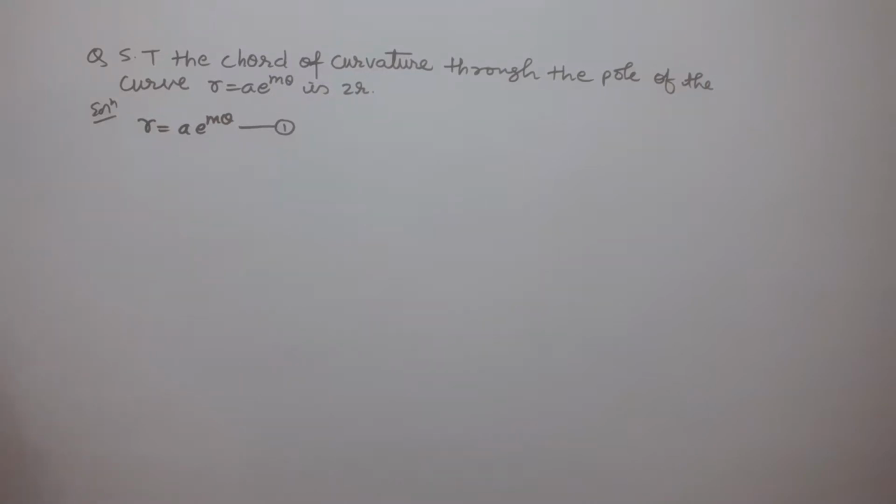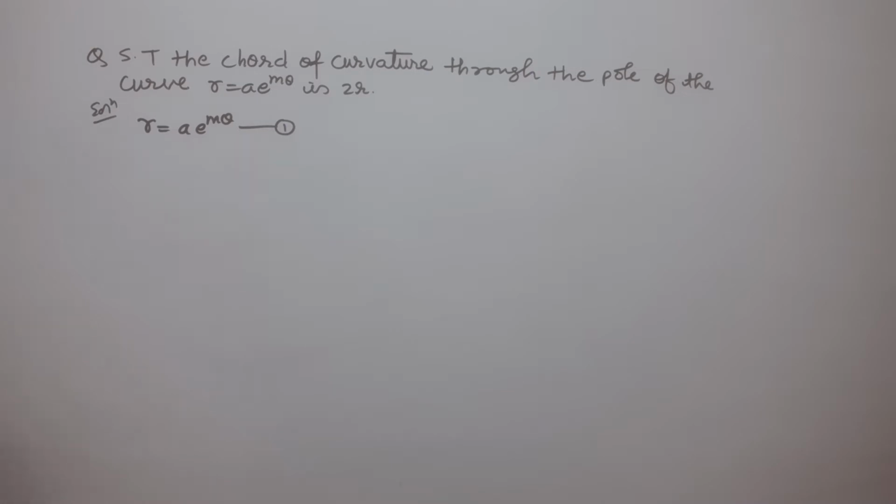Students, in this question we have to show that the chord of curvature through the pole of the given curve r is equal to a e to the power m theta is 2r. Here the given curve is r equal to a e to the power m theta, and we have to find the chord of curvature through the pole.